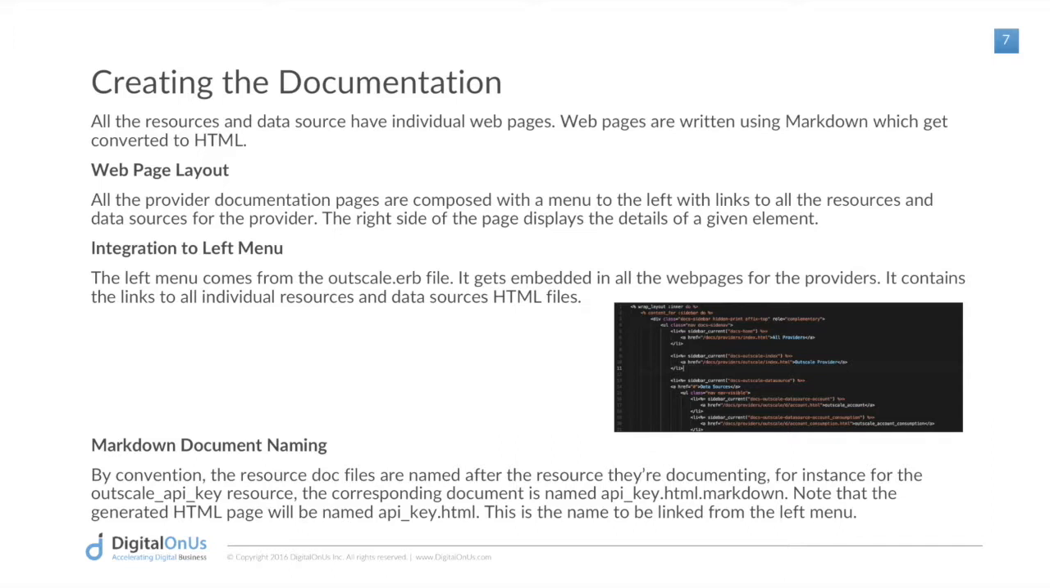Integration to the left menu. The left menu comes from the outscale.erb file. It gets embedded in all of the web pages for the provider. It contains the links to all individual resources and data sources.